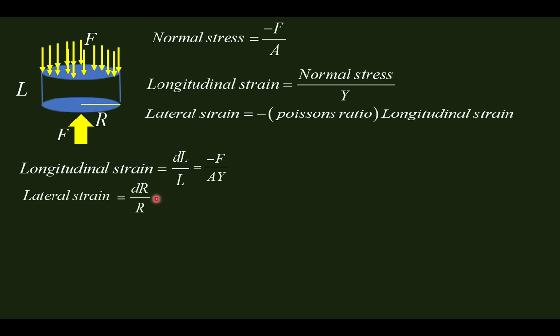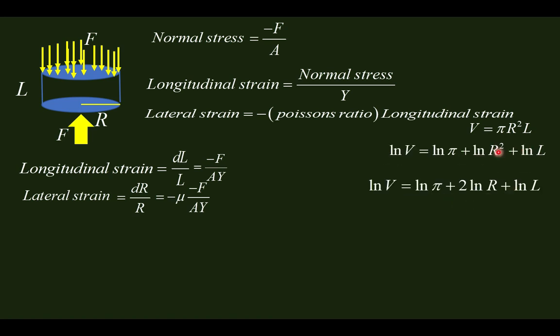Lateral strain is dR over R, using the formula minus mu times longitudinal strain, and longitudinal strain is this much, so just put the value. The volume of this cylinder is pi r squared L. Just take log on both sides, use the property of log, and then differentiate. Log pi is a constant, its differentiation is 0. Put the value of dR over R from here, and the value of dL over L from here.